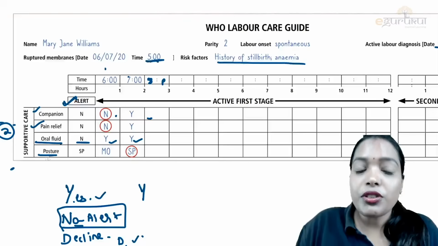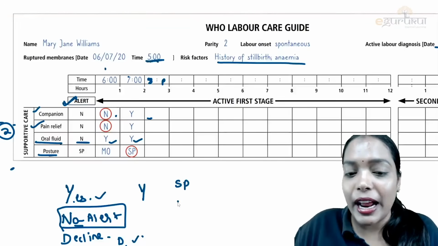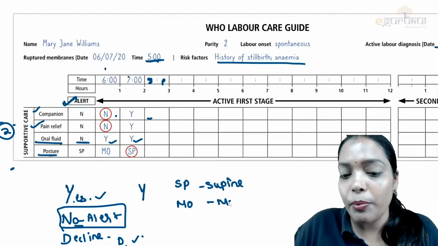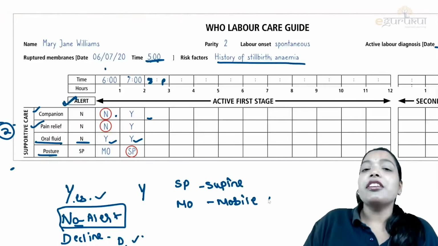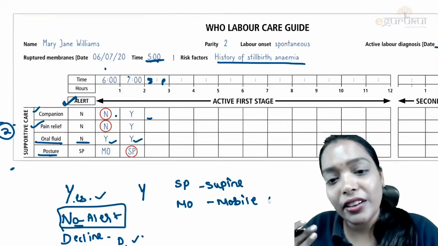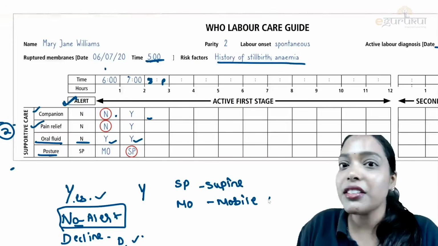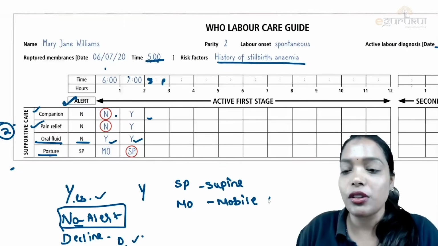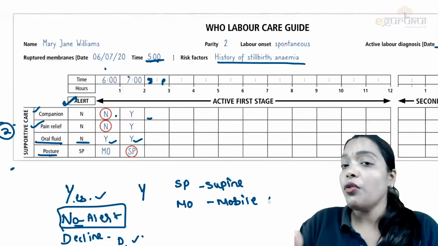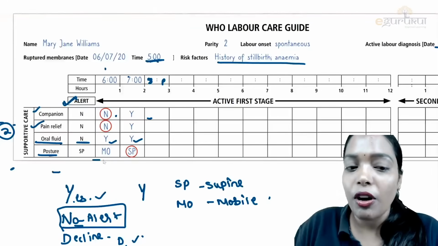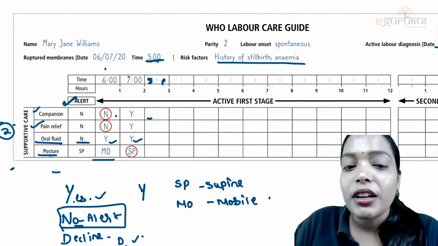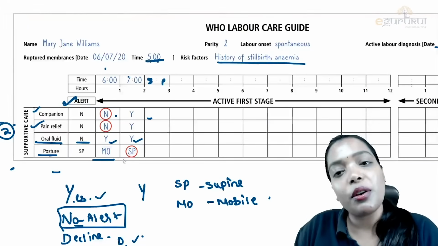Posture. In posture, the interpretation is SP and MO. SP is supine, MO is mobile. We prefer the woman to keep walking around during labor, in the active first stage also. In the second stage, she cannot walk, but in the active first stage also, it's always better for the woman to walk around. So you will ask her to walk around. If she is mobile, it is superb, no problem at all. But if she is supine and lying down, then it is an alert. You ask her to move around.